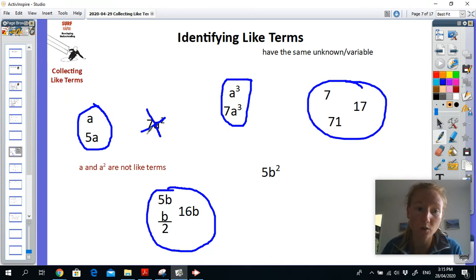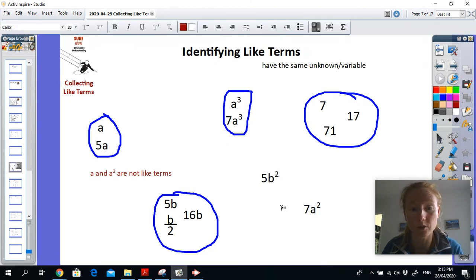Okay. So 7a squared and 5b squared, they don't belong in any of the other groups. Okay. We could write some like terms to go with them. So another like term to go with that would be b squared or 8b squared, anything as long as it had b squared in it, and the same with 7a squared, okay, as long as the unknown is only a squared.